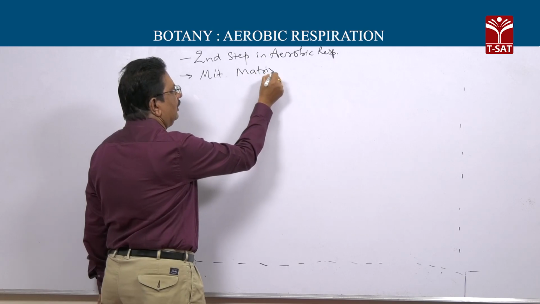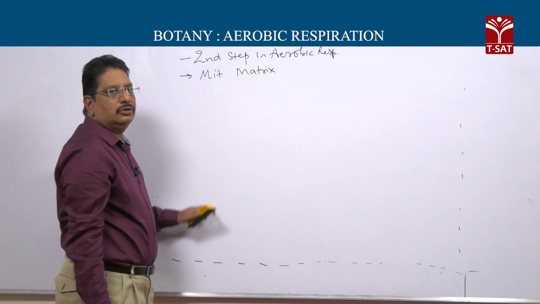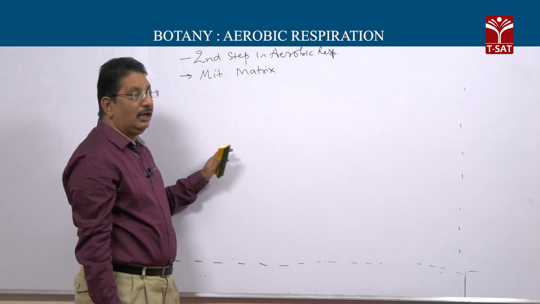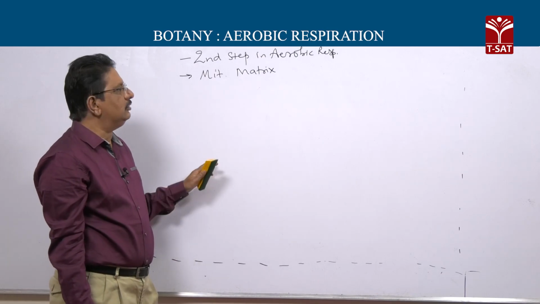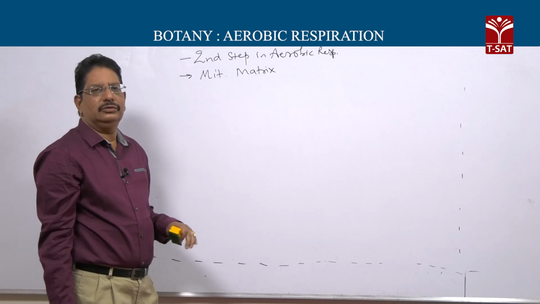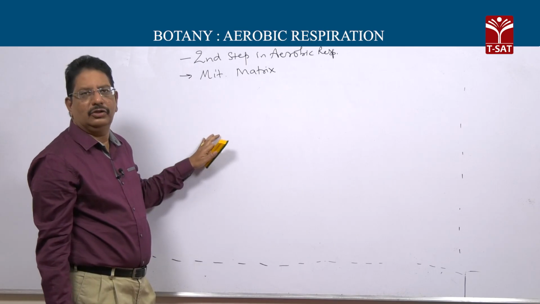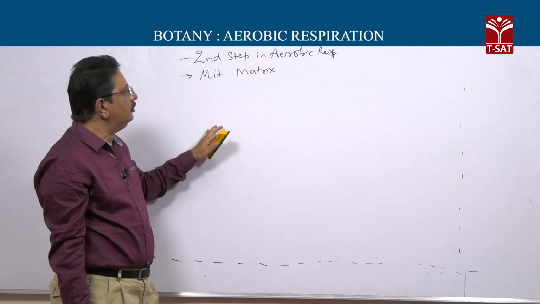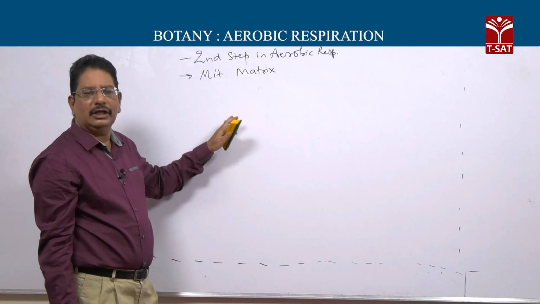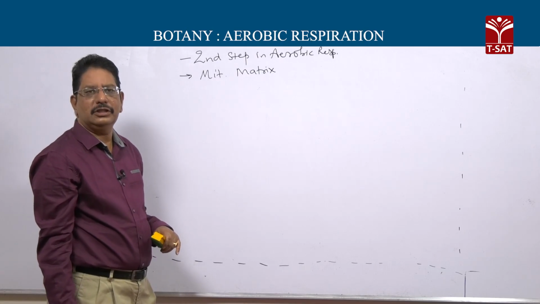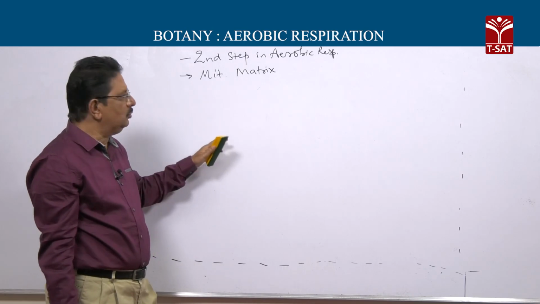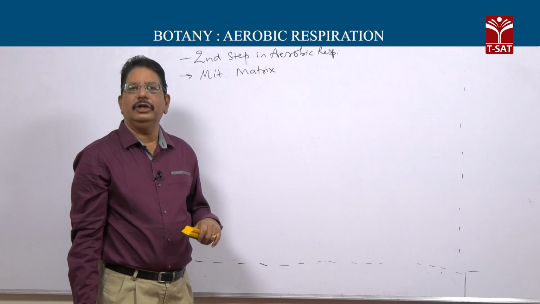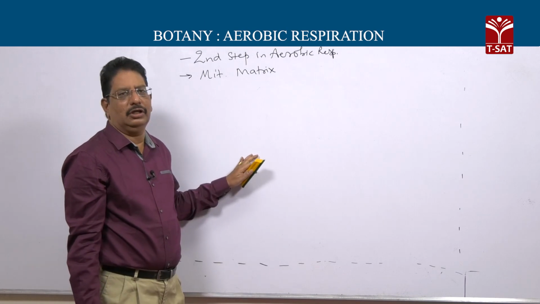the mitochondrial matrix. So for the first time, the further oxidation of the glucose molecule is shifted to an organelle called the mitochondria. Up to this reaction, all the conversions happened in the cytoplasm. Then the further conversions of glucose occur in the mitochondria.